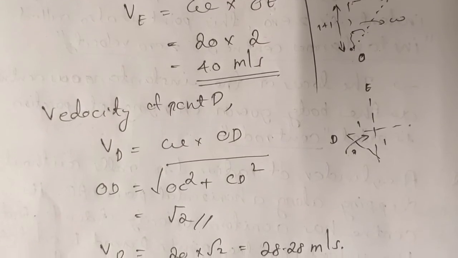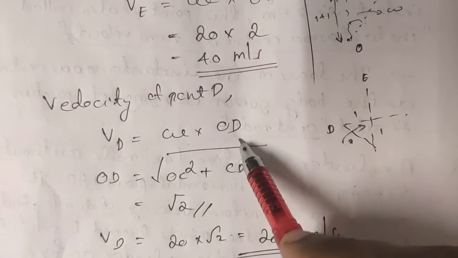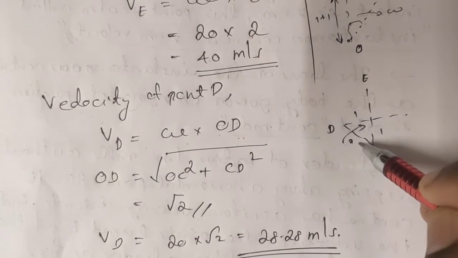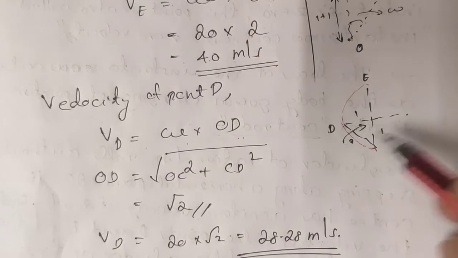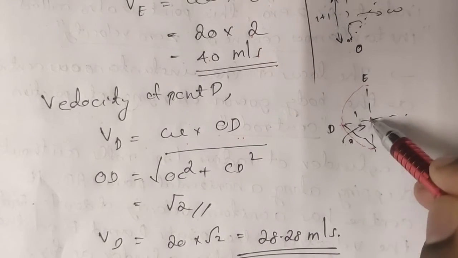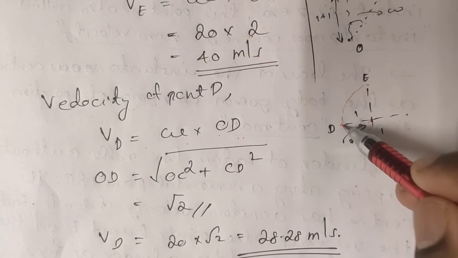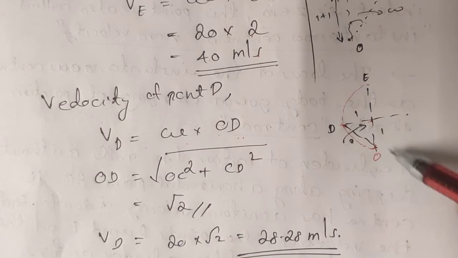Similarly, velocity of point D. VD equal to omega into that distance, that is OD. Here, this is a section, I forgot to write this. Okay. So this is D and this is E. We know that the horizontal distance is 1 because it's a radius, and the vertical distance is 1, also radius, but we don't know the diagonal distance from D to O. So we want to calculate that one.